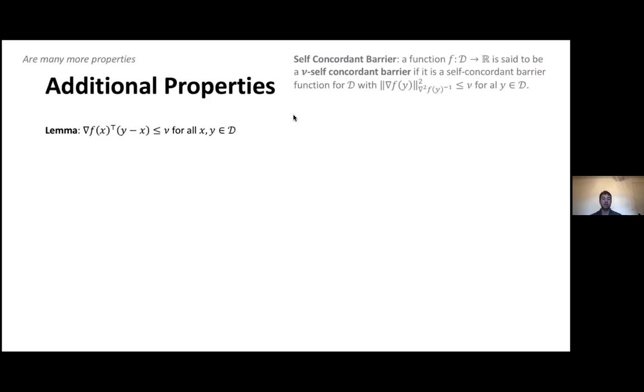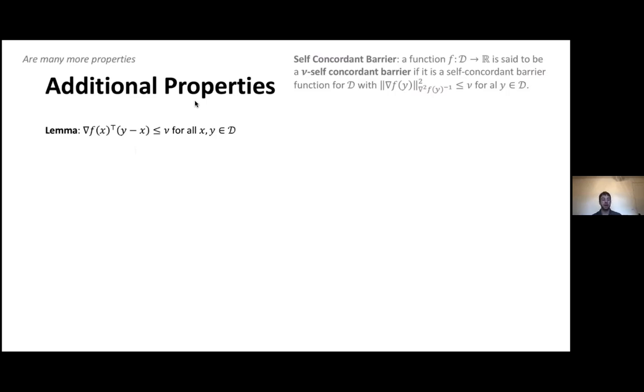First, you can show that if a function is nu self-concordant, then you can upper bound the inner product of the gradient at a point with the difference of another point and that point by at most nu, for all points in the domain. So in some sense, the inner product of the gradient and any direction inside the domain is not too large. I guess it could be very, very negative. This theorem is not bounding how negative this could be, but it's never too positive.